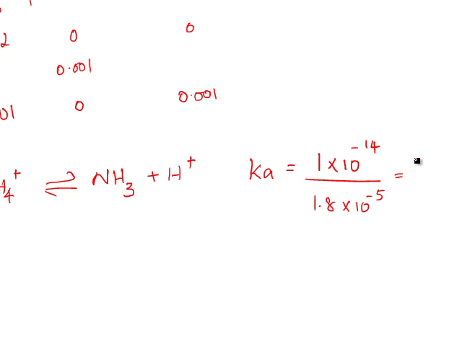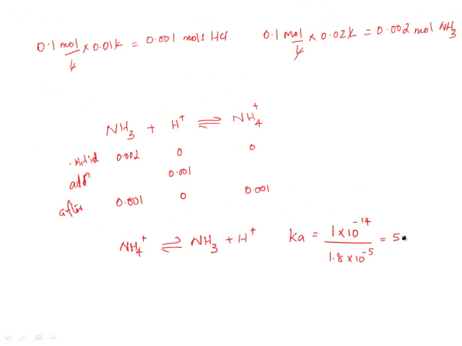What do we get, guys? What is the Ka value? No one is doing the calculation? 5.5 into 10 to the power negative 10. Okay, now go ahead and write the expression for Ka.